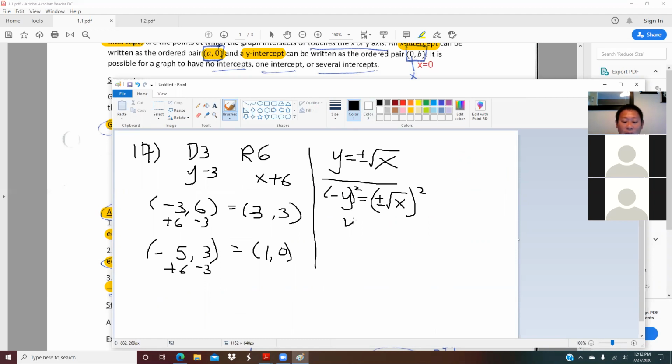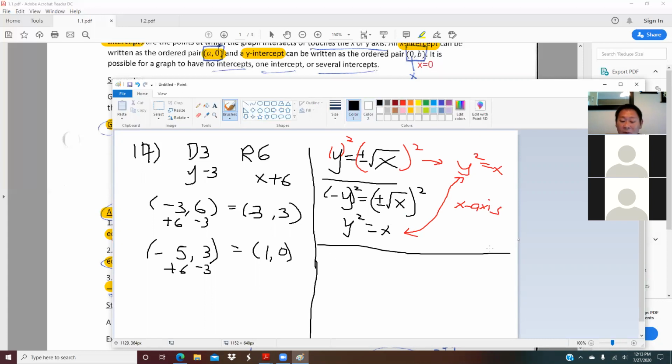You will notice that you get y squared equals x. And when you do the same thing on the original equation, squaring both sides, you end up getting y squared equals x as well. What you notice now is that these two are exactly the same. This is what we mean by it being symmetric with respect to the x-axis. This is how we figure all this out algebraically, without the graph.